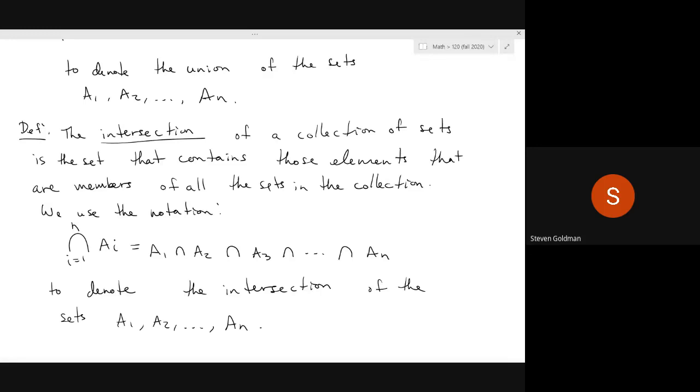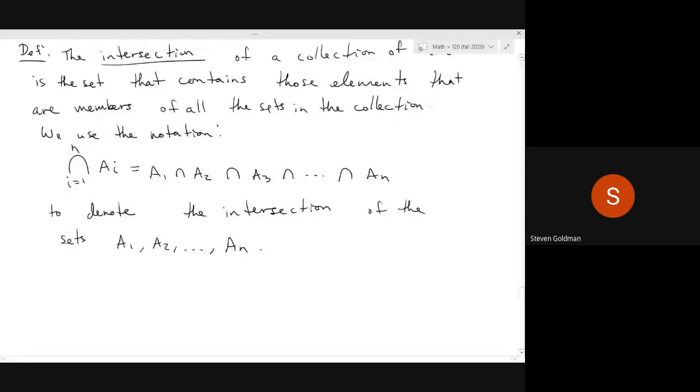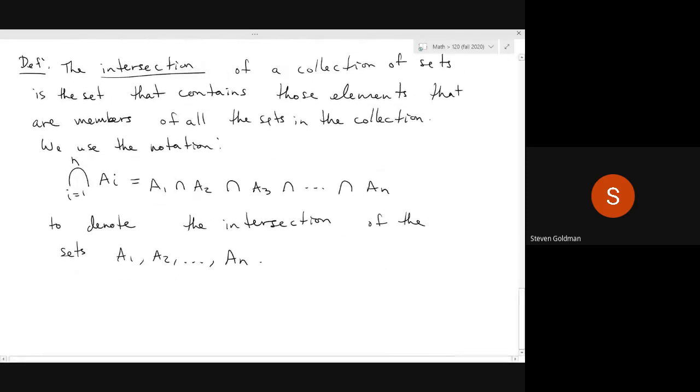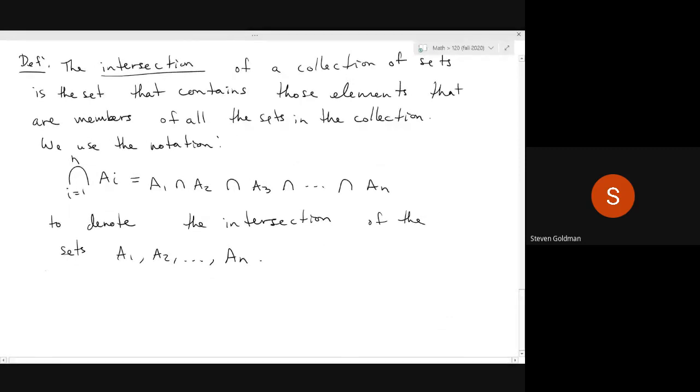So a union of multiple sets or an intersection of multiple sets means exactly what you would think it would mean. Union stays the same. You take all the sets and you combine them to create one big set. Intersection means the same thing again. It's just the set of those elements that all the sets share, that they all have in common. All right, so let's see an example.